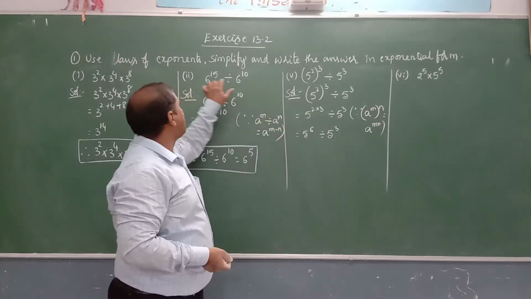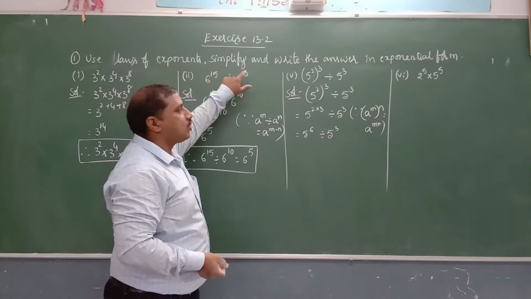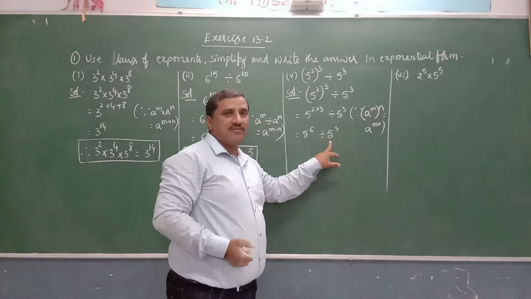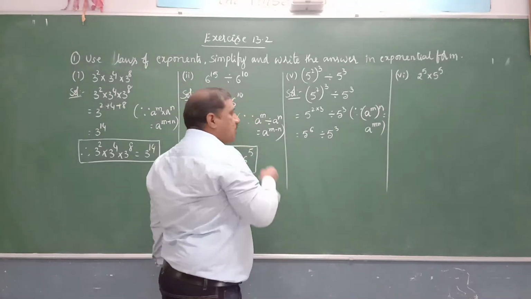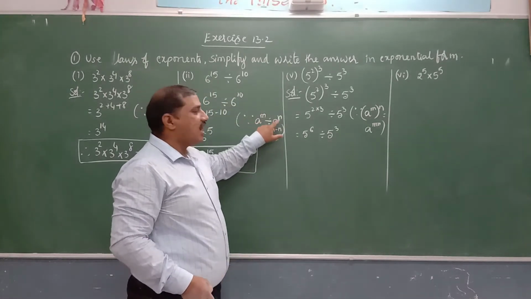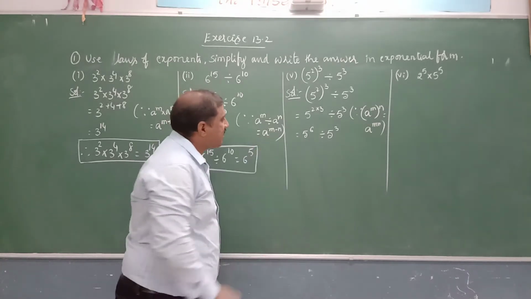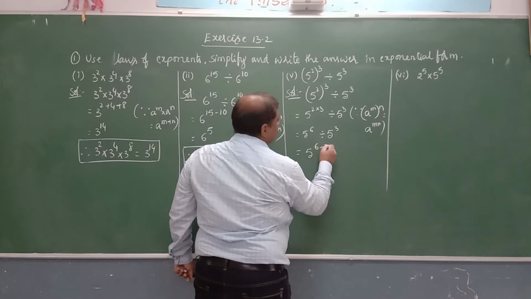Now this is in the form of the second question we have, 6 to the power of 15 divided by 6 to the power of 10. Here, 5 to the power of 6 divided by 5 to the power of 3 or 5 cube. Again here the bases are same. So which law can we apply? The second law, that is a power m divided by a to the power of n is equal to a to the power of m minus n. Apply this, that is 5 to the power of 6 minus 3.